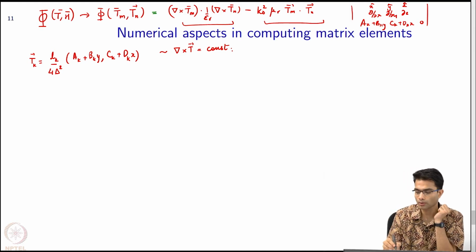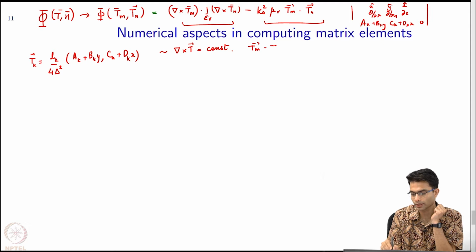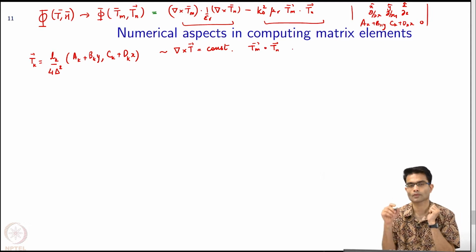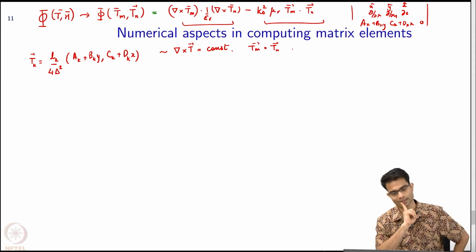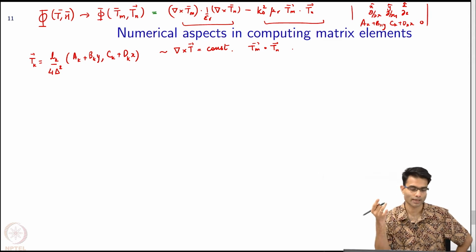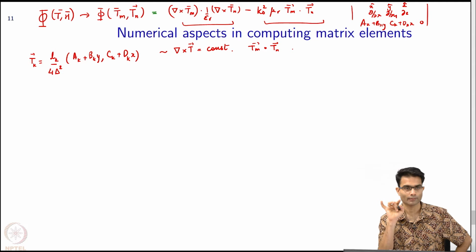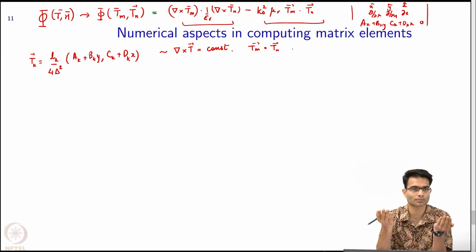What about terms like T m dot T n? What kind of expression will I have? You have a T m and a T n which is of this form, it has some A, B, C, D, and I am going to take the dot product. When I take the dot product, I multiply the x components. So, I will have y squared, x squared, and will I have an x y term? Only the x components get dotted with it. So, I will not get an x y term, but I will get a constant term x into y.